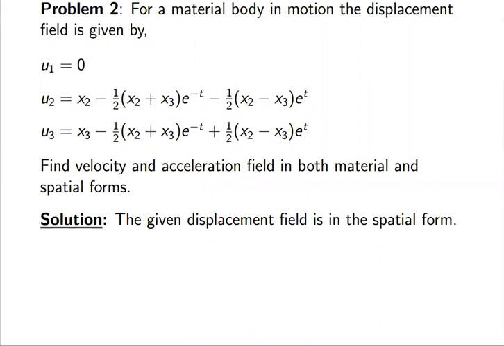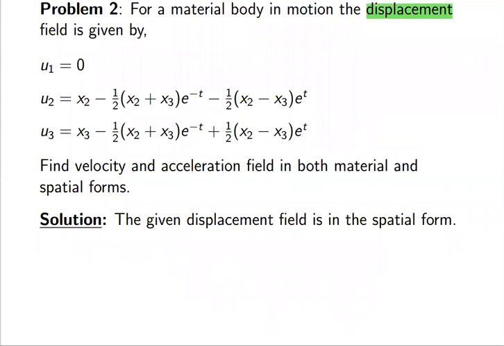So let us read the problem. For a material body in motion, they have given the displacement field by u1, u2 and u3. u1 is 0, u2 is in terms of xi's and t, and u3 is in terms of xi's and e power t. So it is in terms of xi and t. We have to find the velocity and acceleration in both the material and spatial forms.